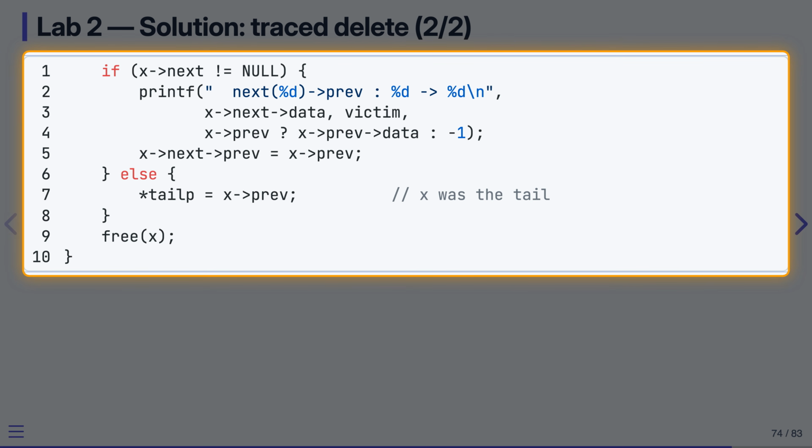Here is the mirror half. If the node has a next, we print the second relink line and set next arrow prev to skip back over the node. Otherwise X was the tail, so tail moves back instead. Both neighbors now skip the node, and only then do we free it.